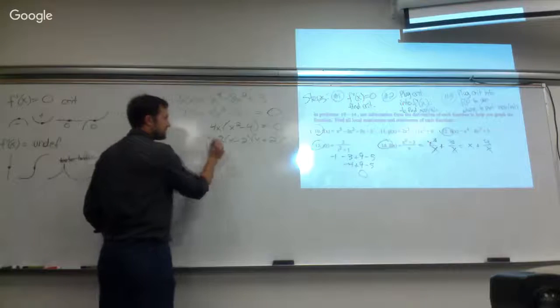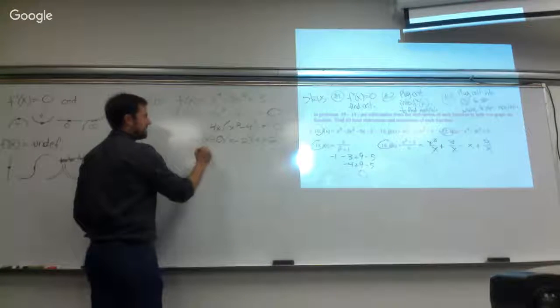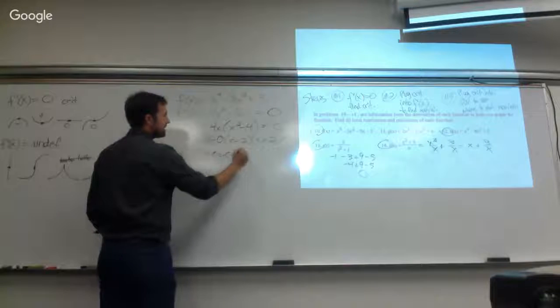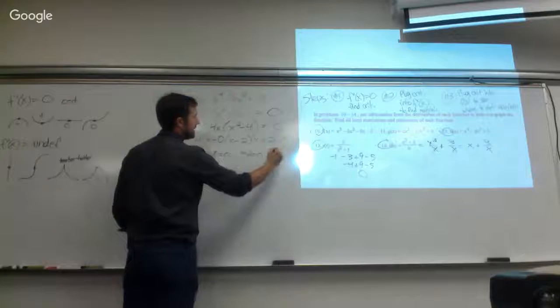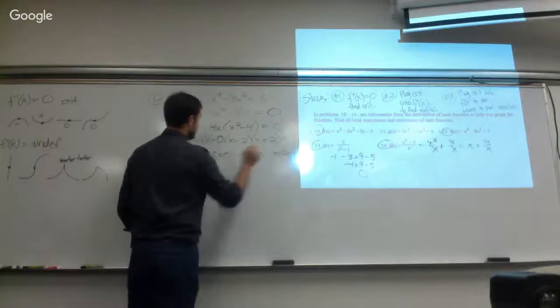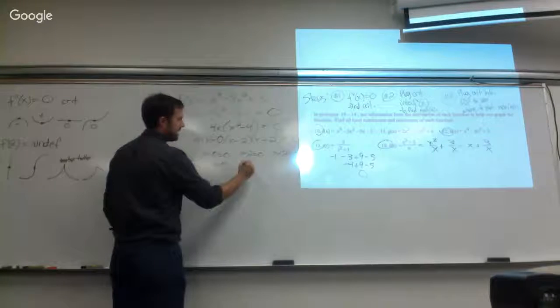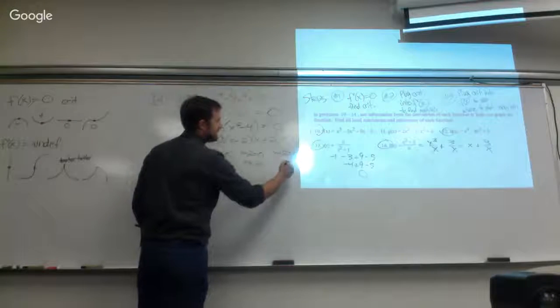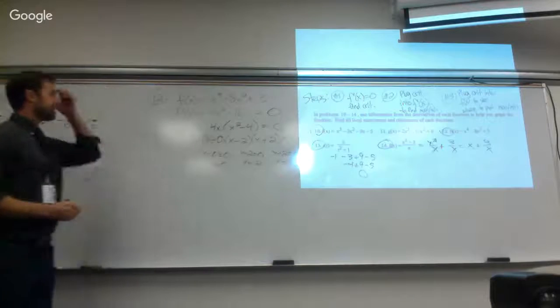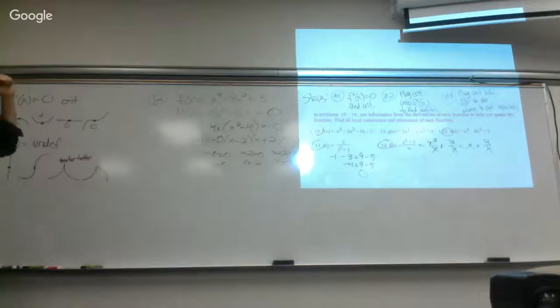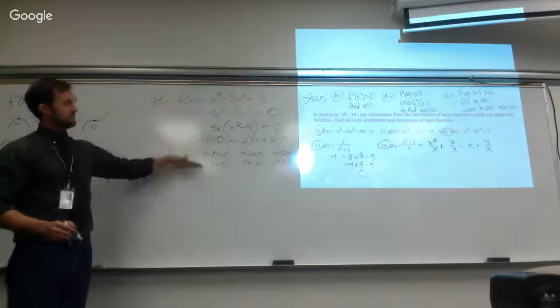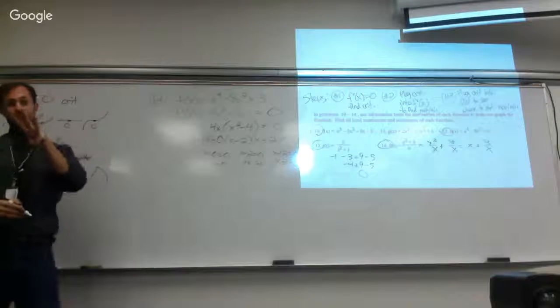So since all of these are being multiplied together, I know that x minus 0 should equal 0. I know that x minus 2 should equal 0. And I know that x plus 2 should equal 0. So that tells me x is 0, x is 2, and x is negative 2. Those are my 3 critical points where the derivative is equal to 0. So we actually found 3 critical points.